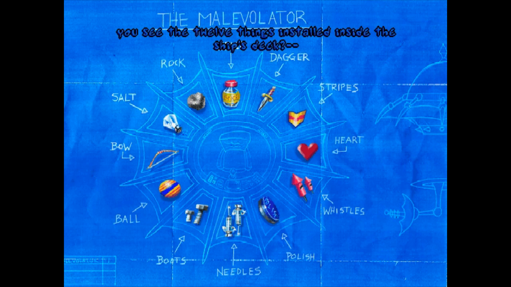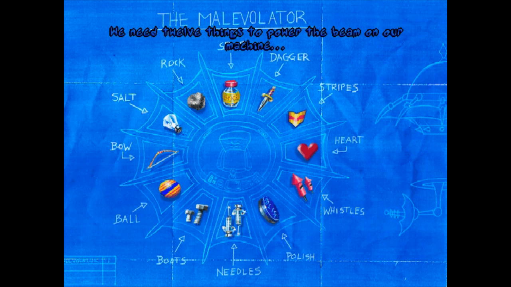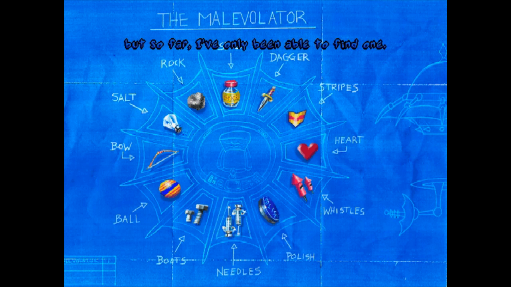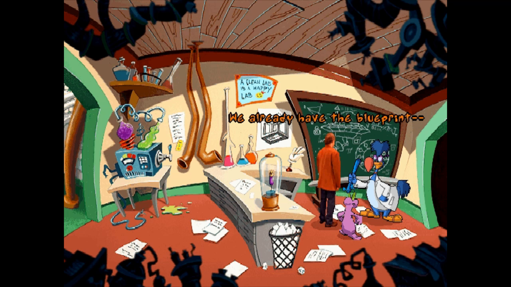Now then, you see the 12 things installed inside the ship's deck? The whistles, the dagger, and whatnot? Well, they power Nefarious's Malevolation beam. We need 12 things to power the beam on our machine. But so far, I've only been able to find one. Well, I guess a scavenger hunt for the missing parts shouldn't take too long. We already have the blueprint. At least we know what we need to get.